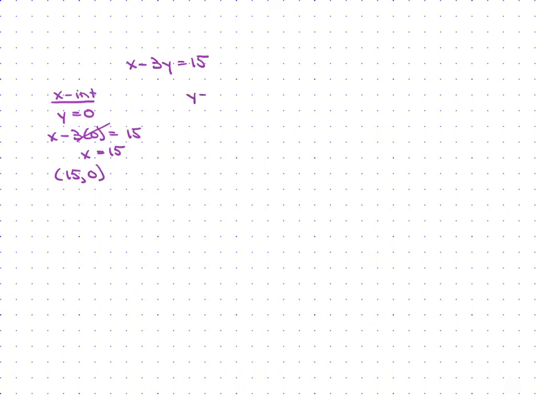Y-intercept, what is the y value when x is 0? So when x is 0, we can substitute that in. And 0 becomes 0, and we're left with -3y. Watch that sign. Divide both sides by -3, and y is equal to -5. So our y-intercept, when x is 0, y is going to be -5.